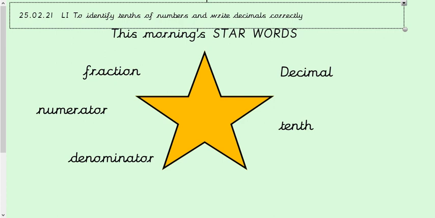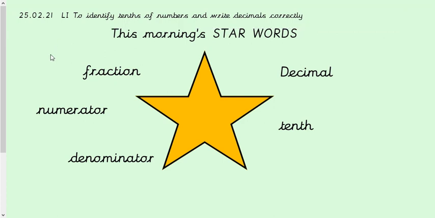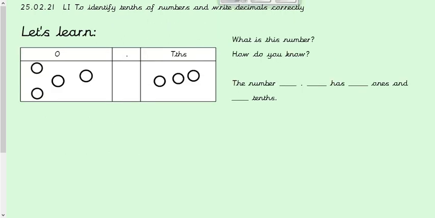So moving on then to today's learning, we're carrying on with what we did yesterday, but focusing more on using place value grids and looking at how we can use the knowledge from yesterday and the beginning of the week to carry on looking at decimals. So let's learn then.